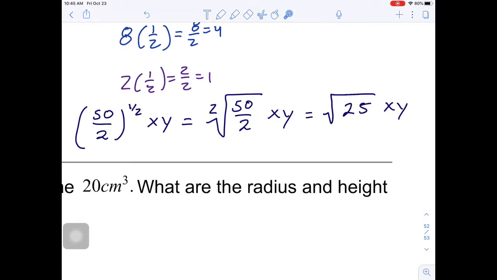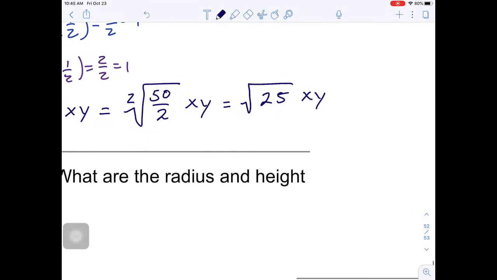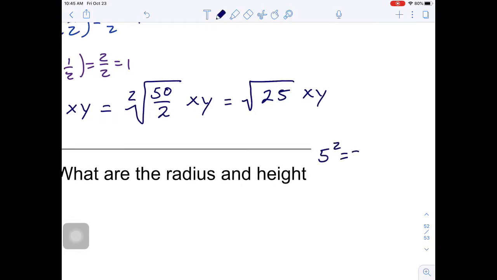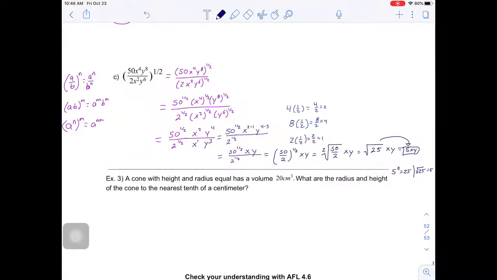And remember, if it's a 2 as your index, you don't actually have to put it because it's just a simple square root number. And finally, we actually know what the square root of 25 is. Because remember, 5 squared equals 25. So that means the square root of 25 equals 5. So here we'll get 5 times x, y. So believe it or not, this really ugly looking expression can actually just be represented by 5xy, which is way easier to deal with.